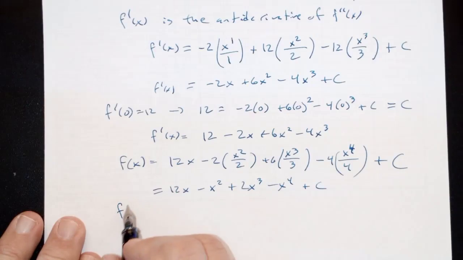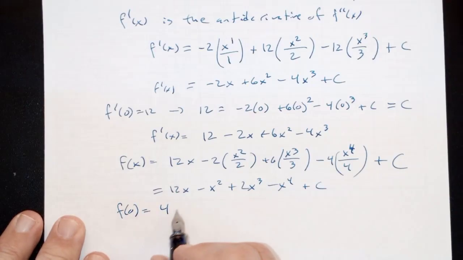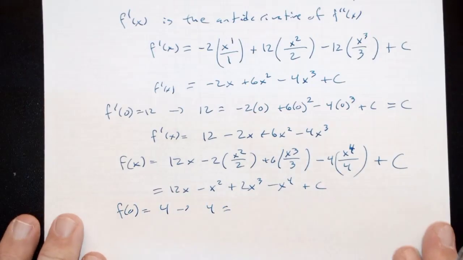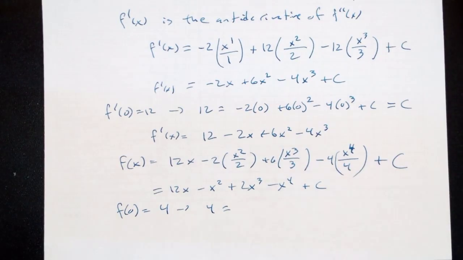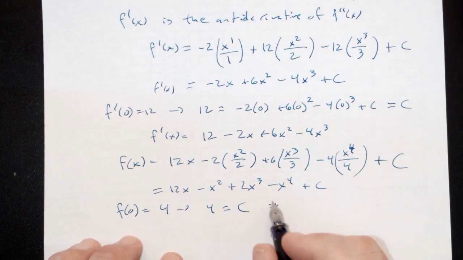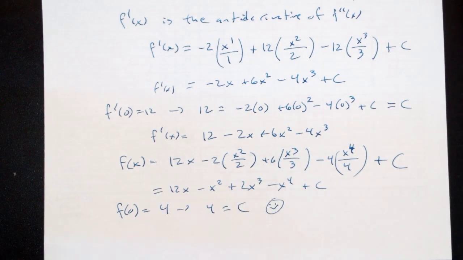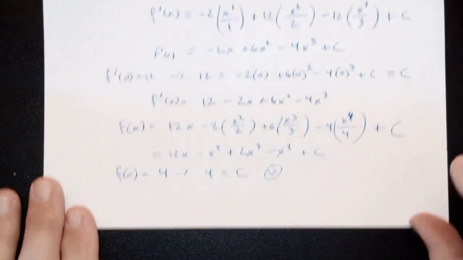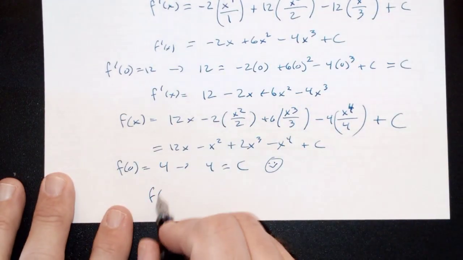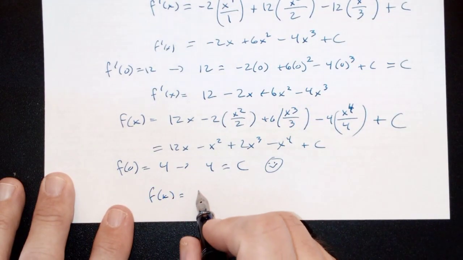And if f of 0 is 4, that means 4 is equal to 12 times 0 minus 0 squared plus 2, 0. Plus, that's all 0, isn't it? Except for the c. And now I have f of x. The very last step is to write my equation for f of x.